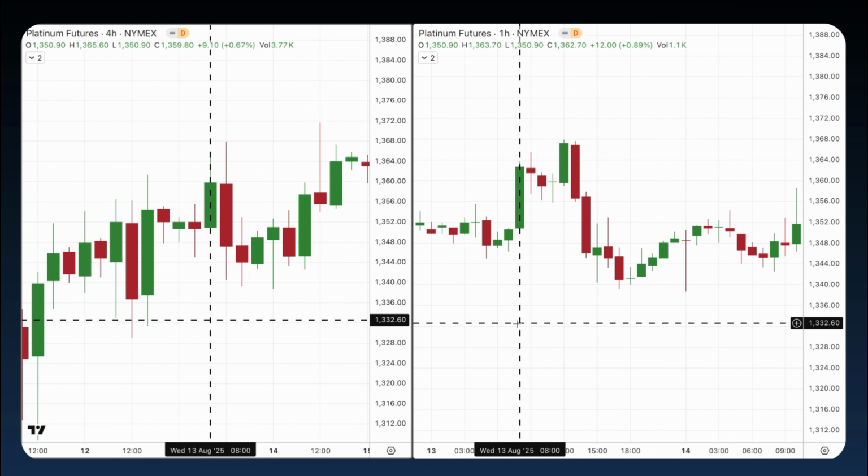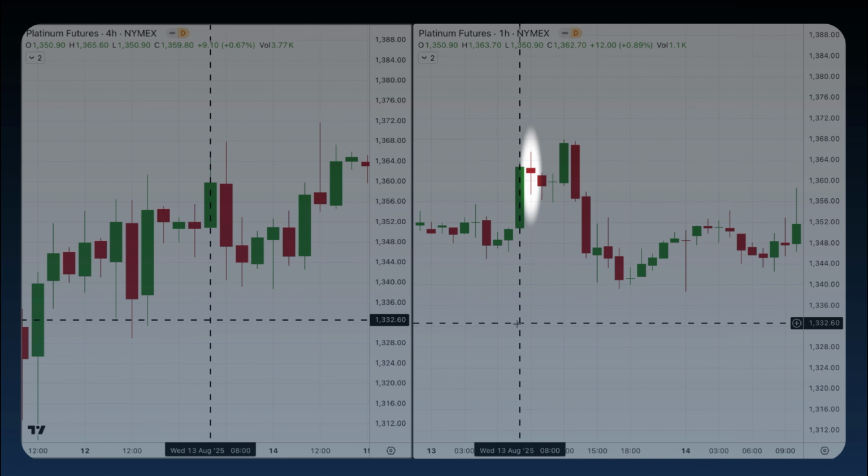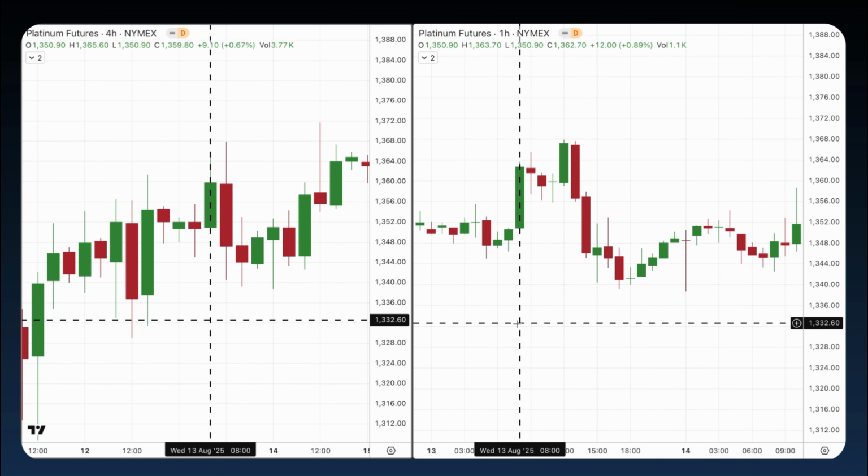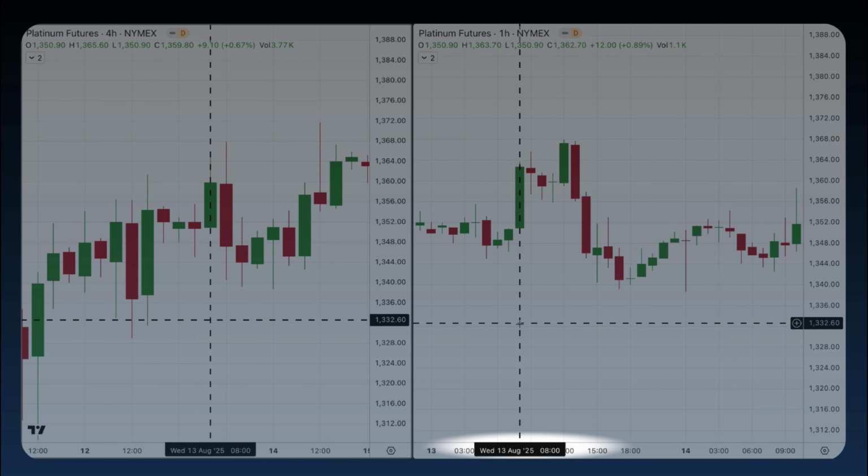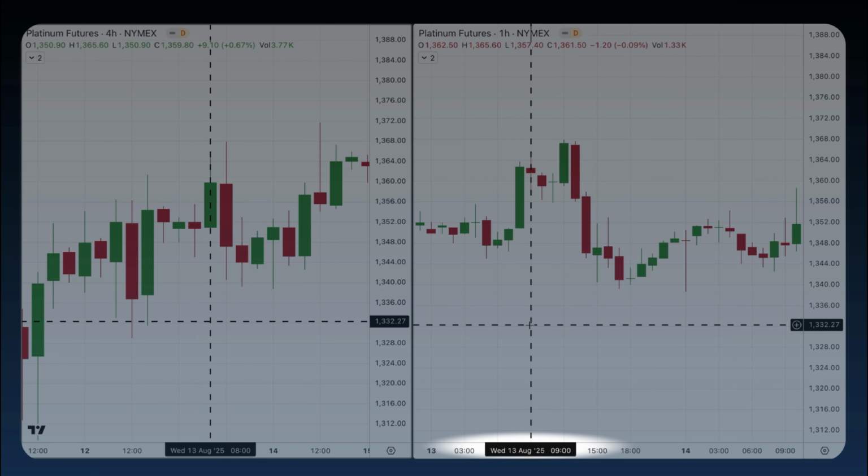And what is 8 in the morning plus 1 hour? It would be 9 in the morning, which means that the next candlestick should have started printing at 9 in the morning. Let's verify by hovering the mouse over to the right. Indeed, the black label changed from 8 in the morning to 9 in the morning.